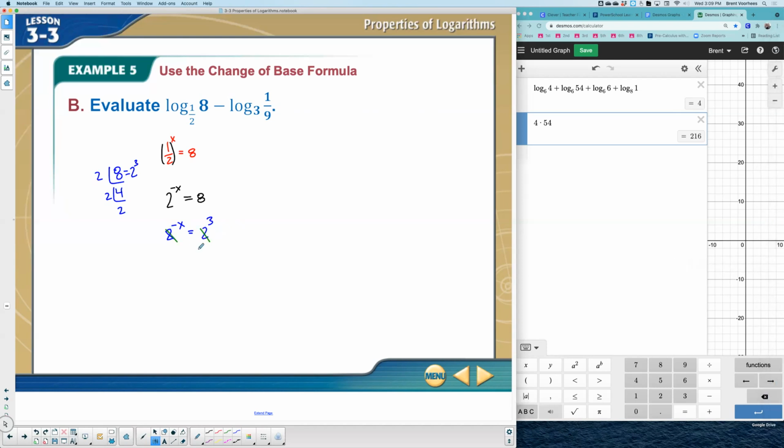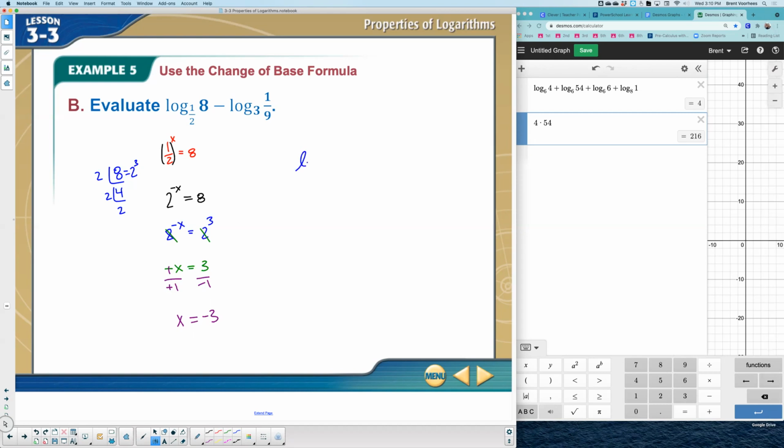The one-to-one property tells me that this is negative x equals 3. And if negative x equals 3, then positive x, I divide by -1. If negative x equals 3, then positive x equals -3. So that's the value there. So I would have a -3. So what we just found out there is equal to -3. Or I could come back and say it this way.